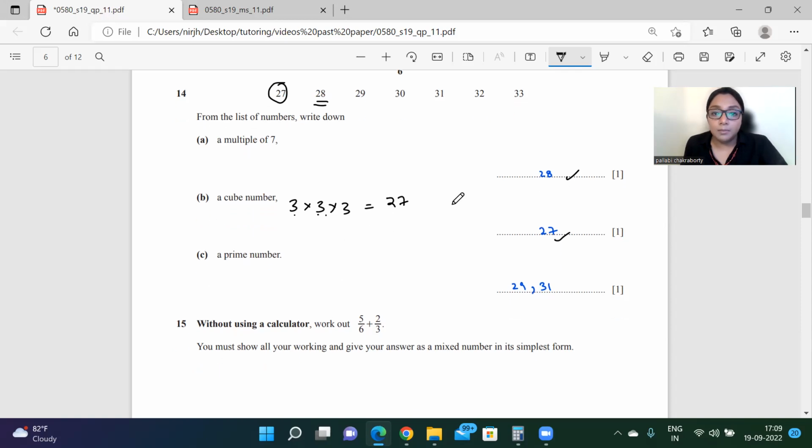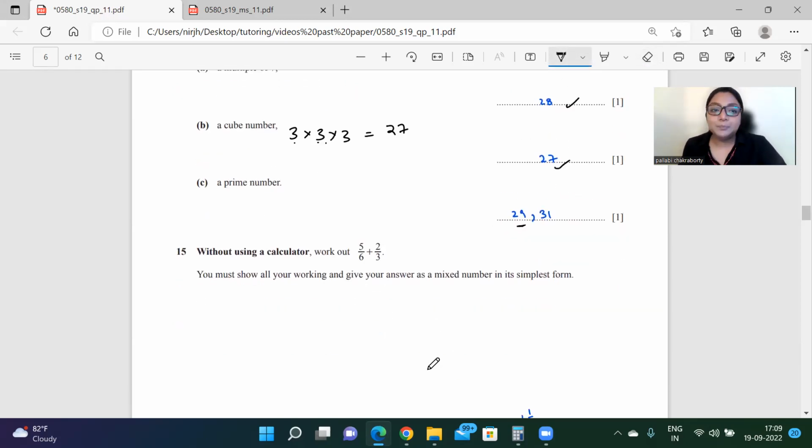And a prime number. So prime number is 29 and 31 over here. What do we mean by prime numbers? Those are numbers which have 2 distinct factors, the number itself and the number 1. So only 29 and 31 are those numbers which have only 1 and themselves as the factors.